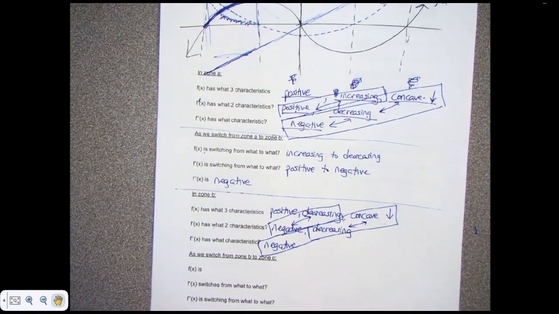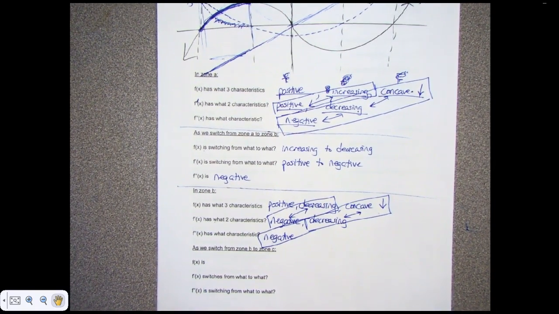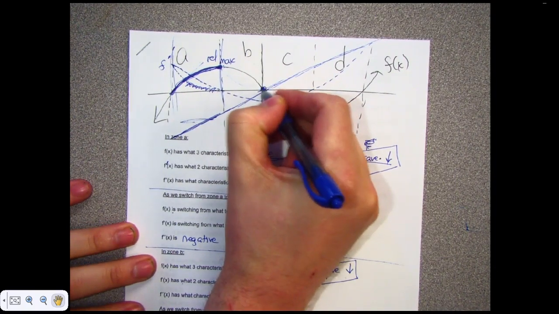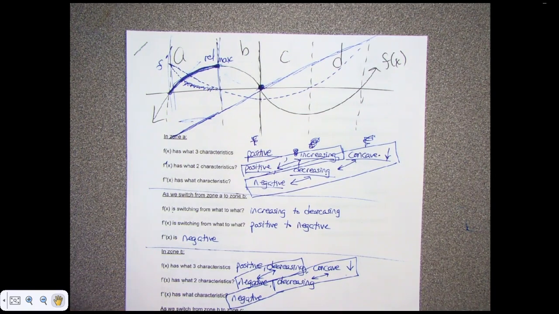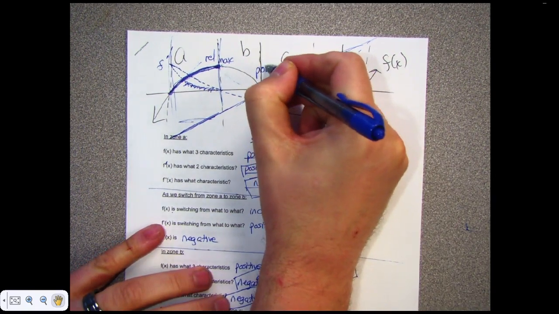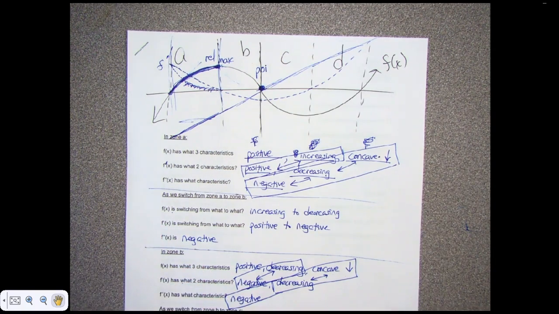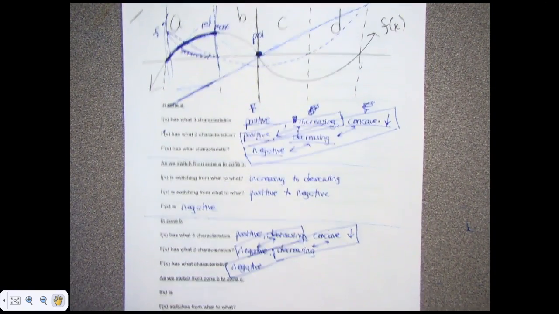Okay, let's do this last part. This is like a zone switch again, so this will be our second zone switch. As we switch from zone B to zone C, right here on f of x, what is that point called? Point of inflection. We'll put POI. People always think that means person of interest or point of interest or something like that. Point of inflection, so remember the inflection word.